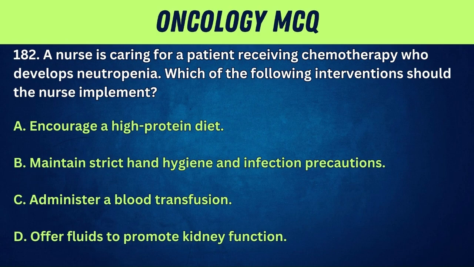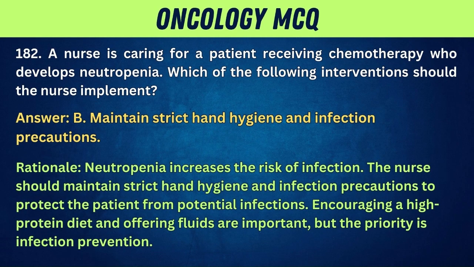182. A nurse is caring for a patient receiving chemotherapy who develops neutropenia. Which of the following interventions should the nurse implement? A. Encourage a high-protein diet. B. Maintain strict hand hygiene and infection precautions. C. Administer a blood transfusion. D. Offer fluids to promote kidney function. Answer: B. Maintain strict hand hygiene and infection precautions.